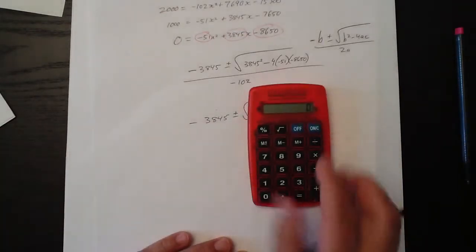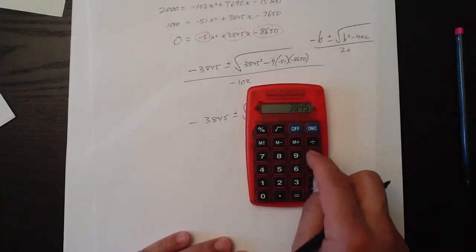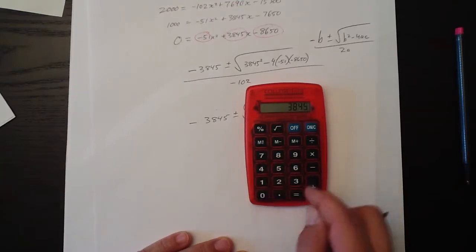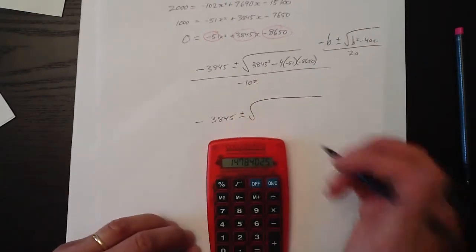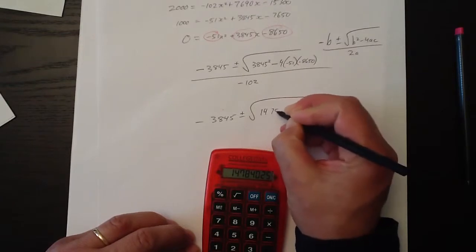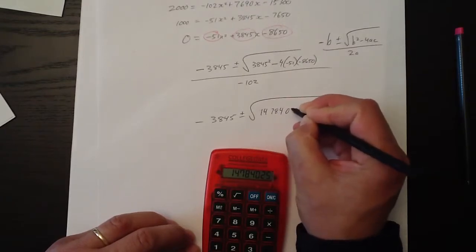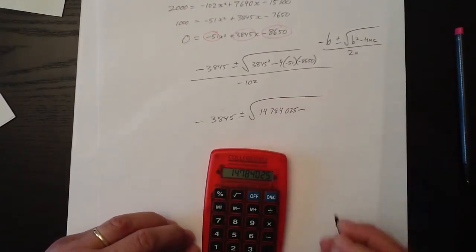well, let's see, I'm going to use the calculator here. 3845 times 3845 equals 14,784,025 minus 4 times A times C.